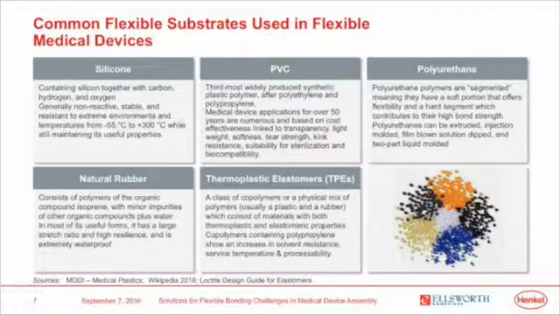Polyurethanes are segmented, meaning they have a soft portion that offers flexibility and a hard segment, which contributes to their high bond strength. Polyurethanes can be extruded, injection molded, and solution dipped. Natural rubber has a large stretch ratio and high resistance. It is extremely waterproof. Thermoplastic elastomers are a class of copolymers or a physical mix of polymers which consist of materials with both thermoplastic and elastomeric properties. Copolymers containing polypropylene show an increase in solvent resistance, service temperature, and processability.